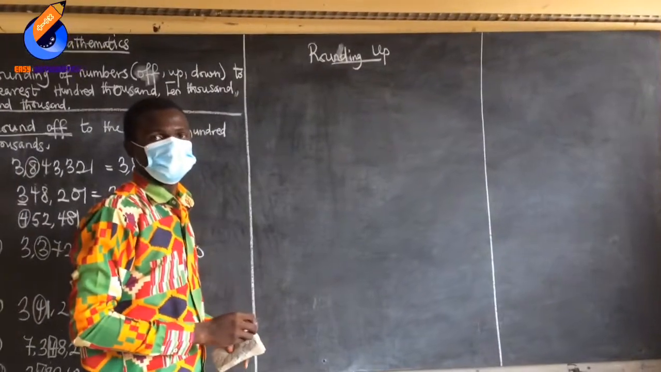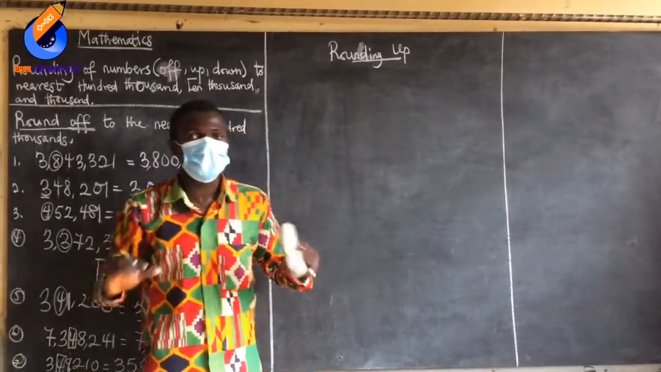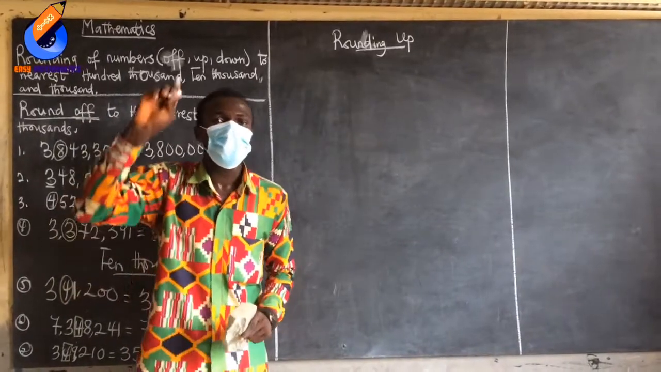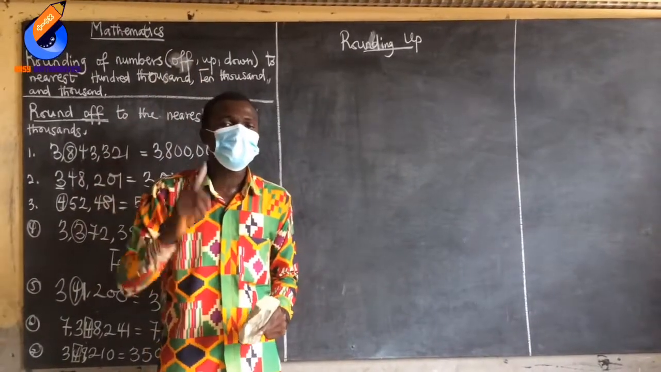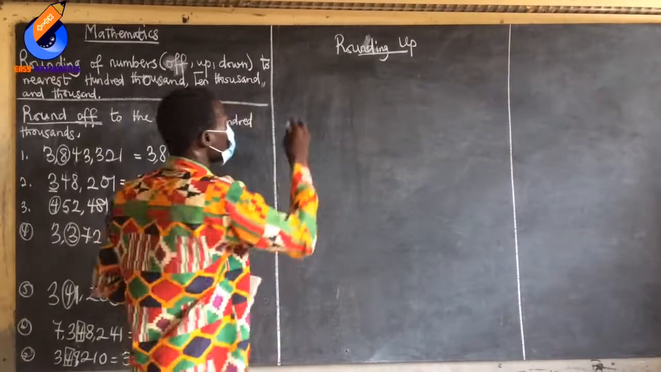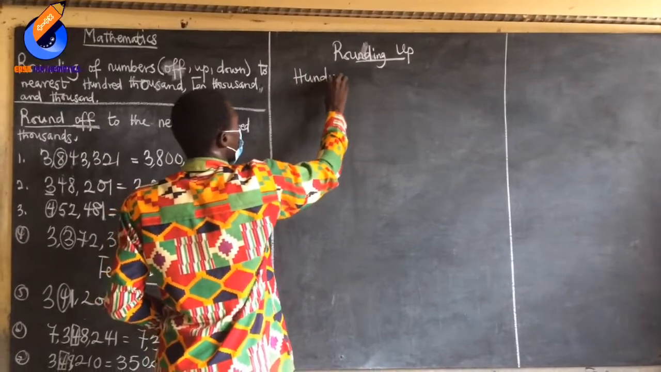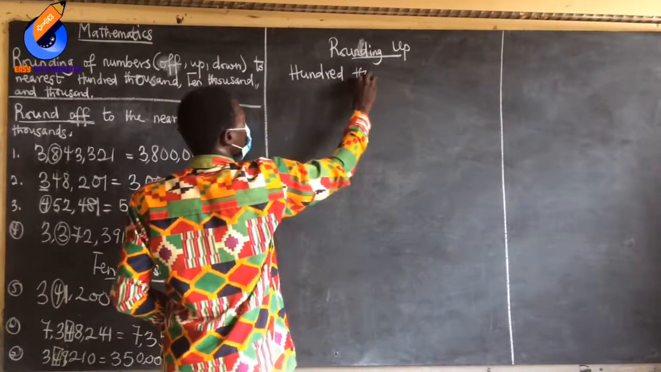Now let's look at rounding up. So if you are to round up, automatically add 1. If you are to round up, automatically add 1. Let's say you are to round up to the nearest 100,000.